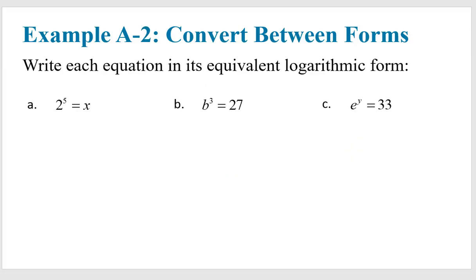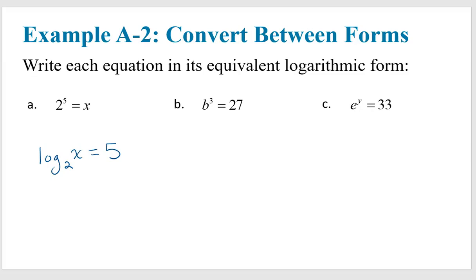All right, here are 3 examples where we are in exponential form and we need to go back to logarithmic form. So same thing. The 2 is the base in problem A, so that means we have a logarithm of base 2. The x that is on the outside, that's what goes inside the logarithm, and that is equal to the exponent, which is 5.